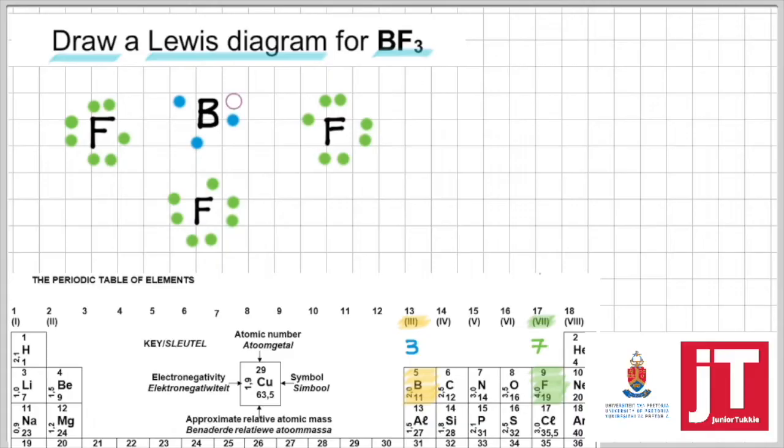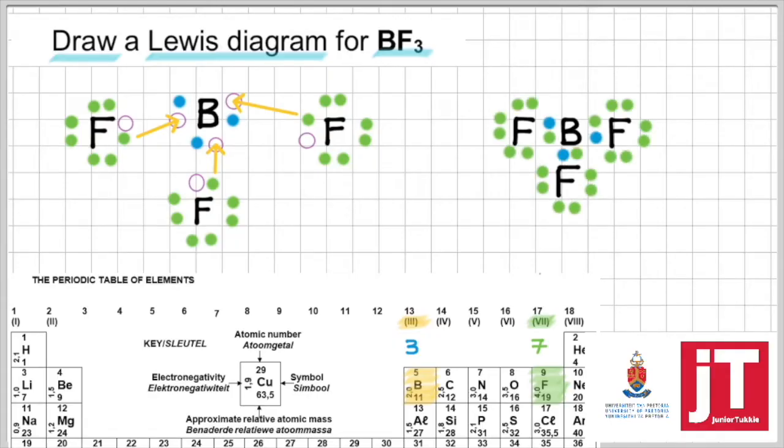We now notice that boron has 1, 2, 3 unpaired valence electrons, while each fluorine atom only contains 1 unpaired valence electron. We can now go and pair up these unpaired valence electrons in order to draw the correct Lewis diagram for boron trifluoride as displayed on the right side of your screen.